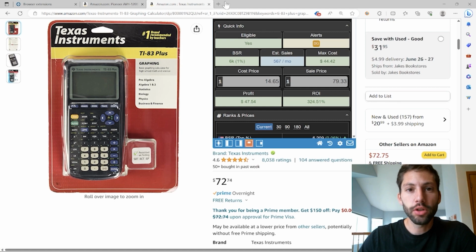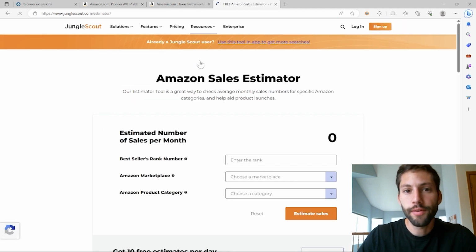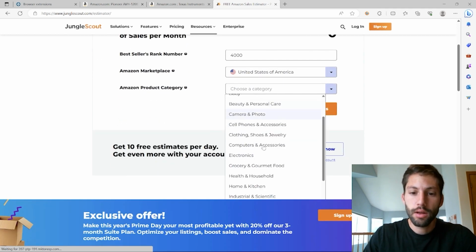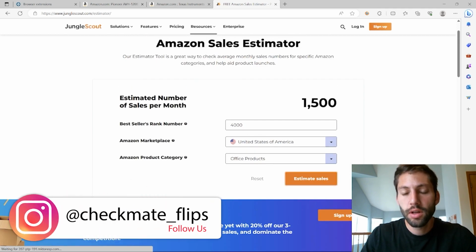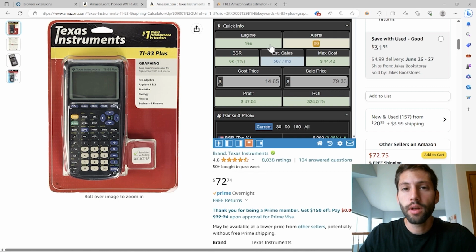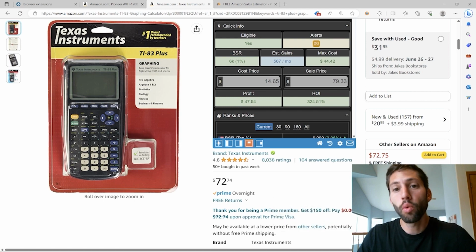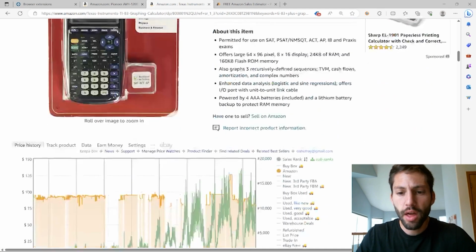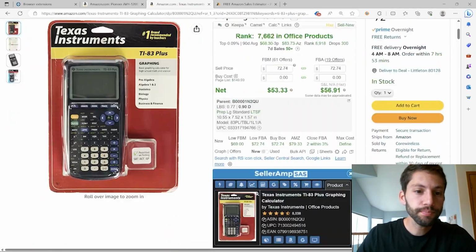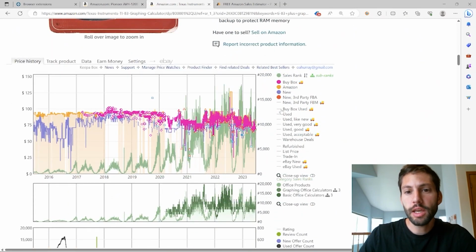And you can also do it by using a tool like a free sales estimator. You can do this for free, like 10 times a day or something. You can just enter in 4,000 in office and you can estimate sales. And this is saying 1,500. This is saying 560. So definitely know that both of these are a ballpark. I would probably just average them out and say somewhere between 500 to 2,000 sales a month on this listing. And the best way to know is to actually test this and see how fast it sells for you. So that is a quick Keepa tutorial.